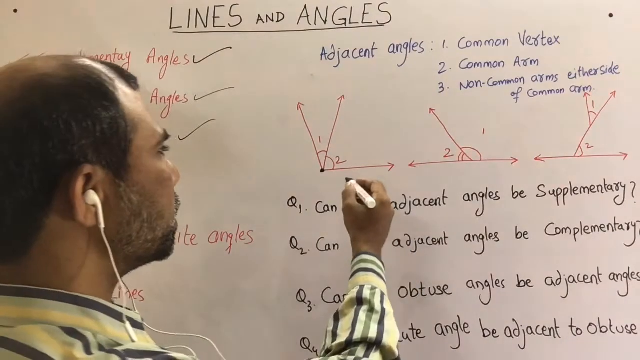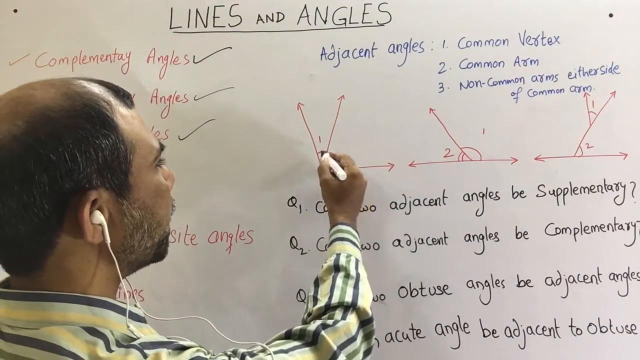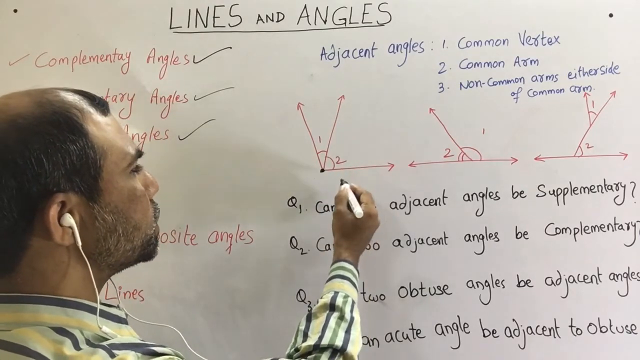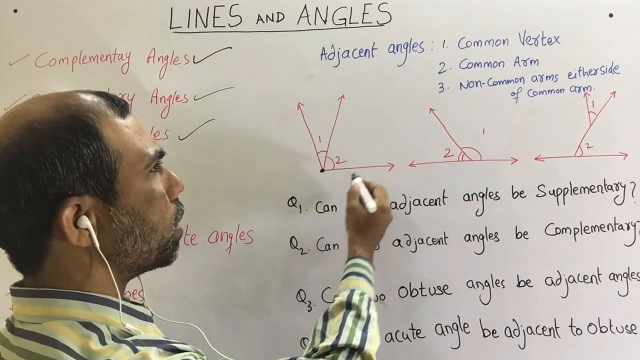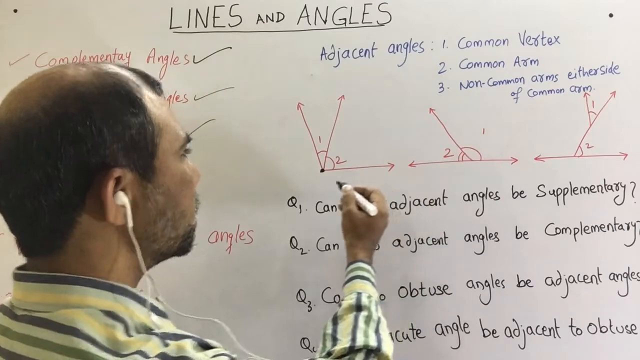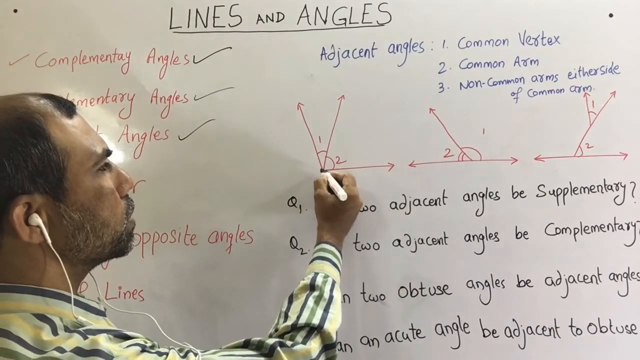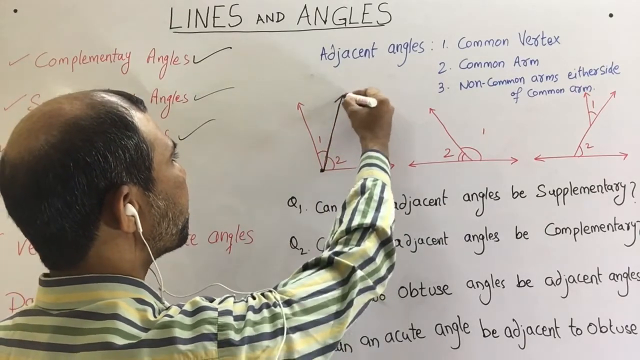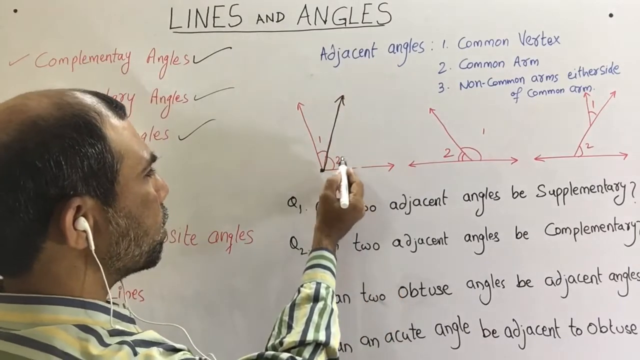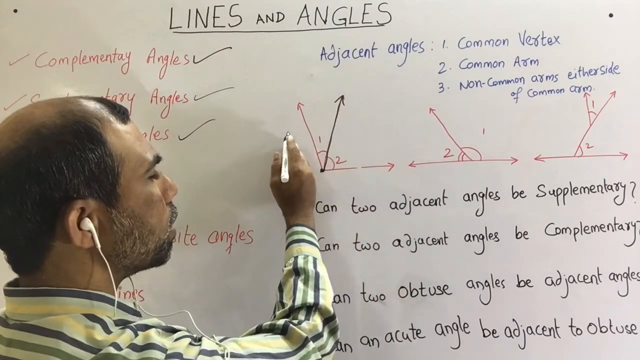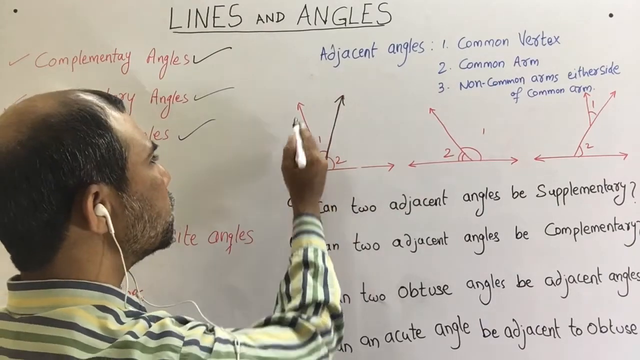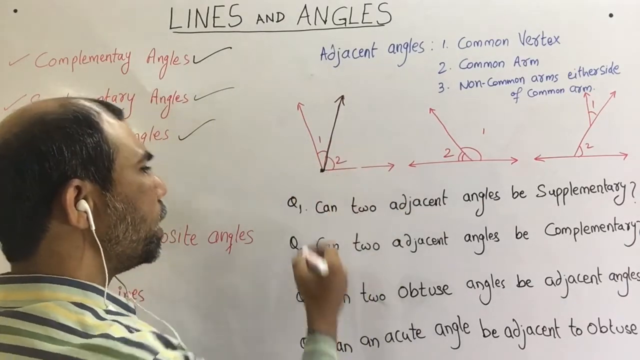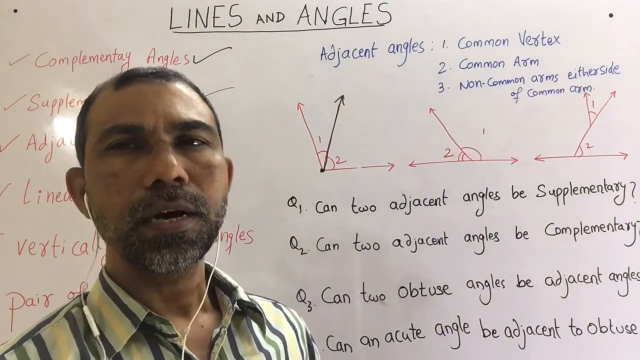For example, if you see the first example here, angle 1 and angle 2, here these two angles are adjacent angles, as these two angles, angle 1 and angle 2, are satisfying the three conditions. Let us see, the common vertex is here and common arm, here you can assume this is the common arm. At the same time, the non-common arms, this arm and these arms are non-common to these two angles. So, they are either side of the common arm. So, this particular angle 1 and angle 2 are adjacent angles.